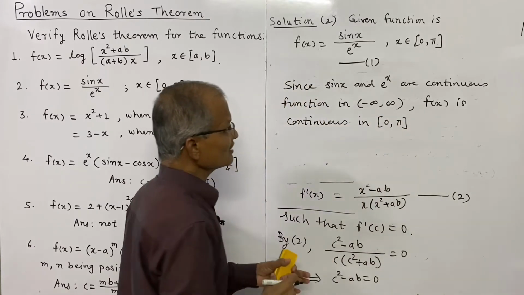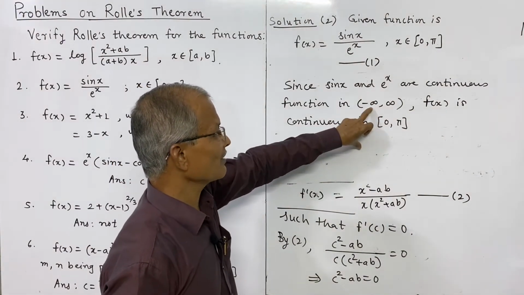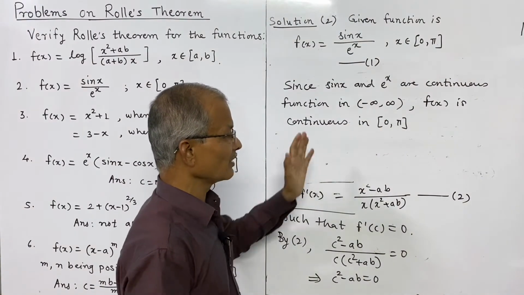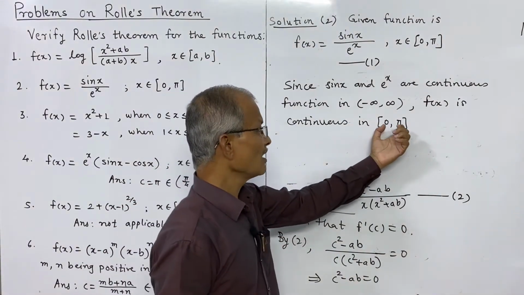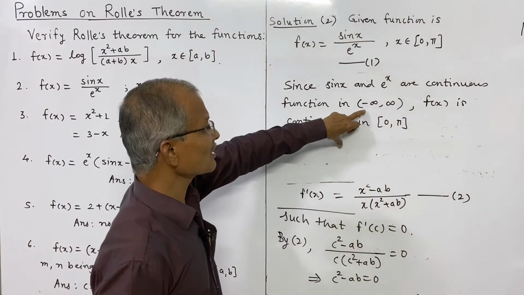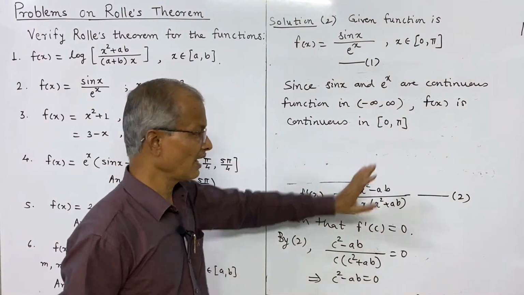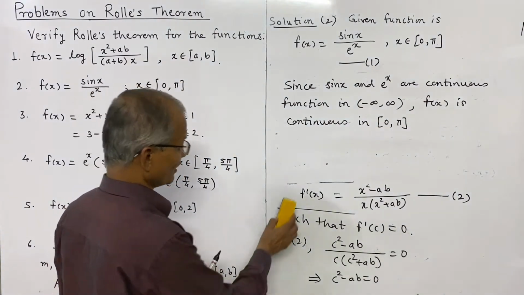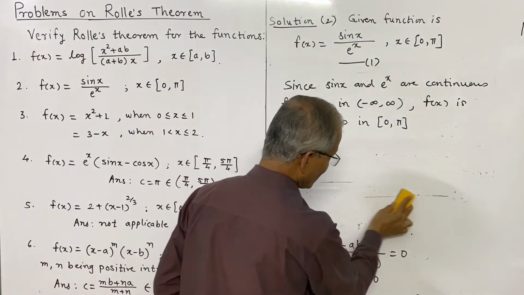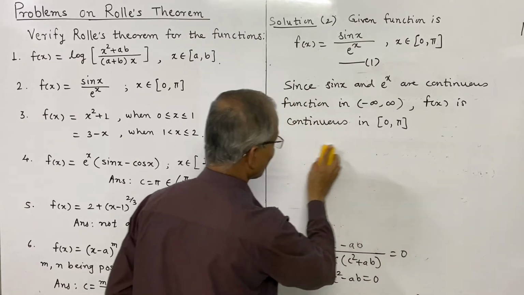So this interval 0 to pi is a subset of minus infinity to infinity, all real numbers, and this is a finite subset of this set of real numbers. And if the function is continuous everywhere, it is also continuous in the interval 0 to pi. So the first condition is satisfied. And now we shall find out the derivative of this. Conditions we have to check for whether these are satisfied or not.